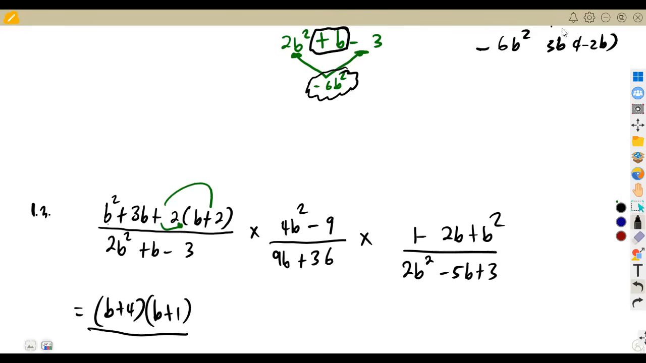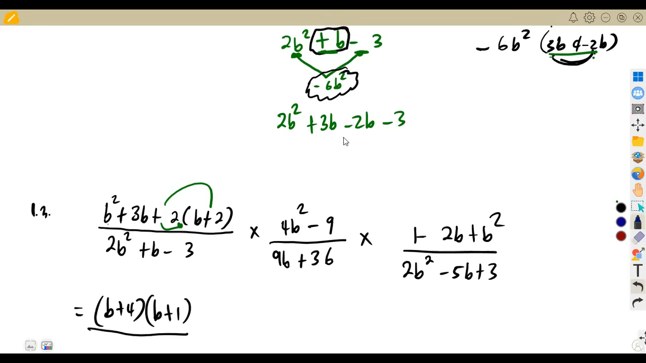If I multiply these two numbers here, 3 times negative 2, that's a negative 6. If I add 3 plus negative 2, that's positive 1. If I add these two numbers, I'm going to obtain positive 1. So these are the two terms that I'm going to replace into the middle term. So in place of this b that we see here, we're going to substitute these two terms. So it will be 2b squared. We substitute 3b and negative 2b like that.